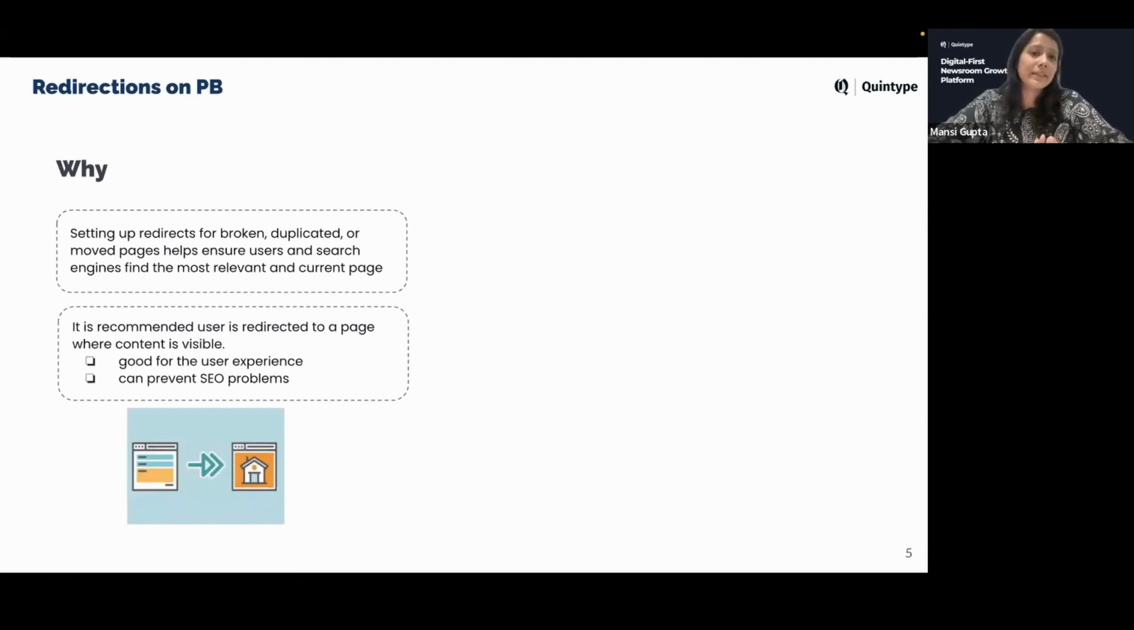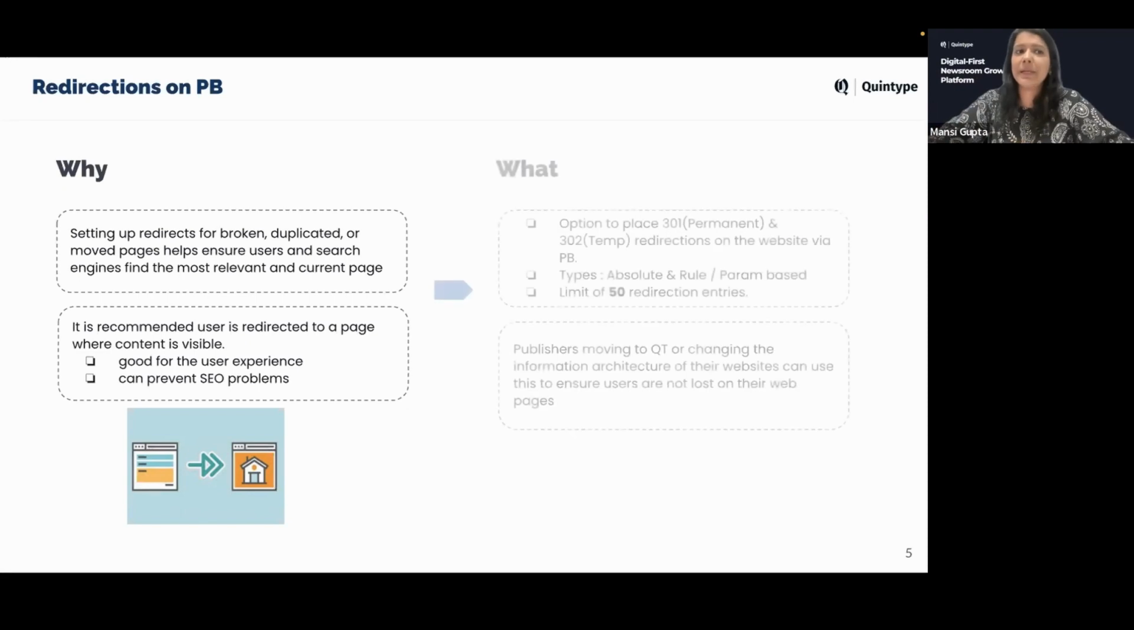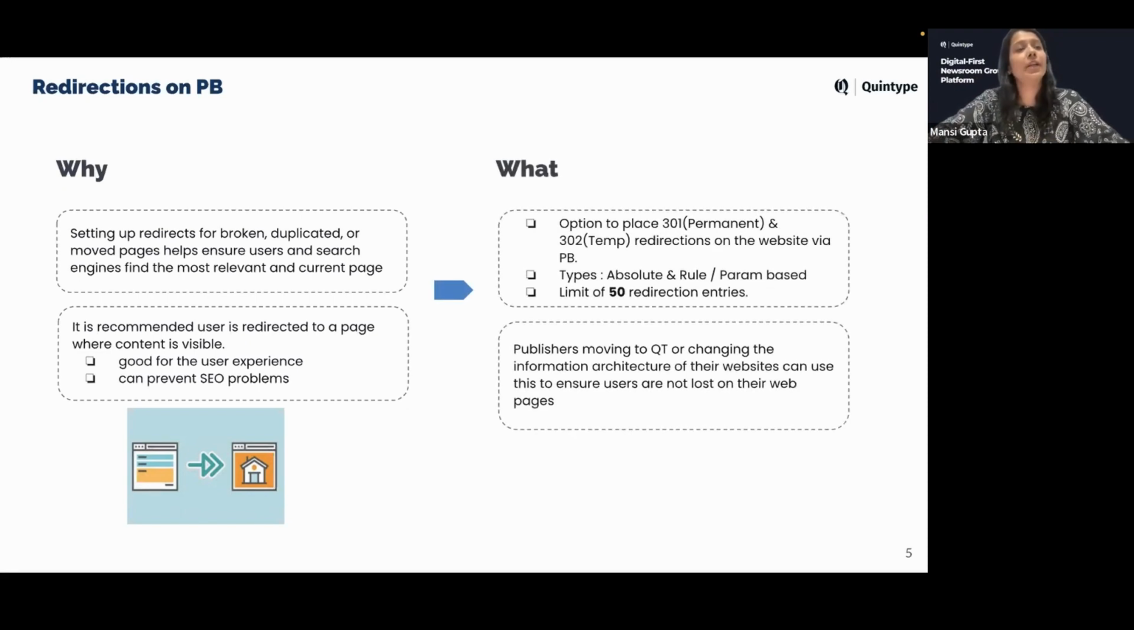In fact, it is recommended that users should always be redirected to a page where there is content visible. Yet again, a good user experience, and in fact, avoids as many SEO problems as possible. Keeping that pain point in mind, we decided to bring in an option to place permanent or temporary redirections on the website, permanent being 301, temporary being 302.